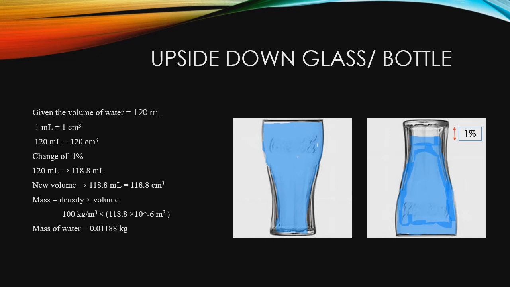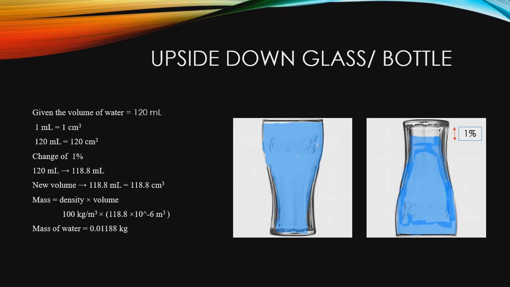Okay, I will explain to you why the cardboard sticks to the glass and why the water from the glass does not spill out. I will prove it to you with the calculation. Firstly, we find the mass of the water. We have measured the volume of the water as 120 milliliter, which is the glass fully filled with water.